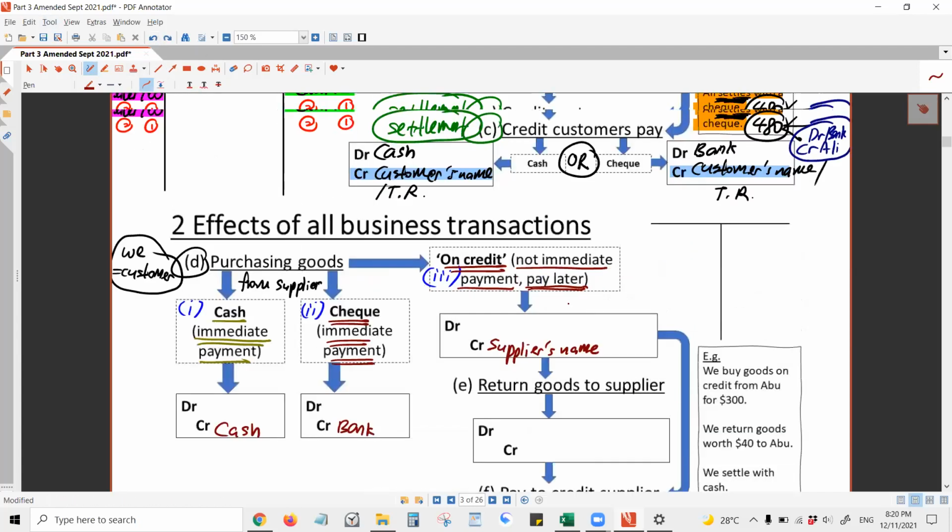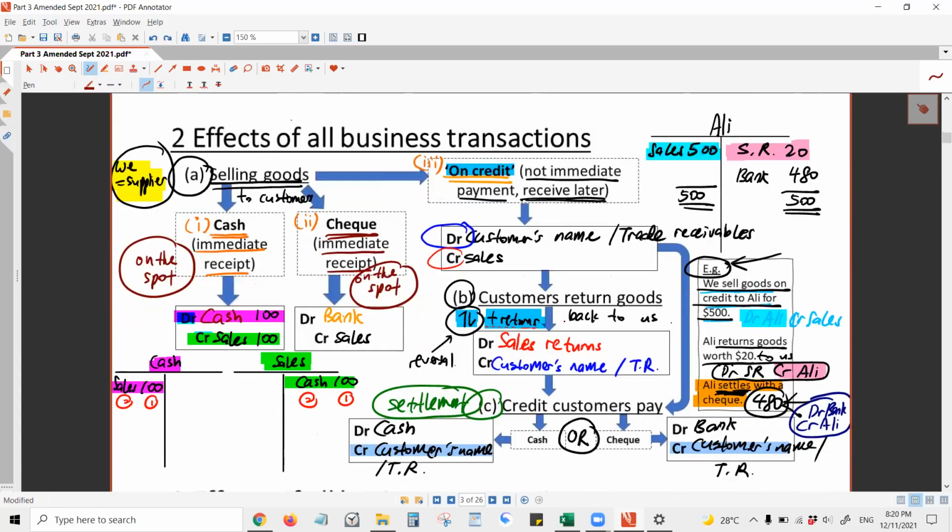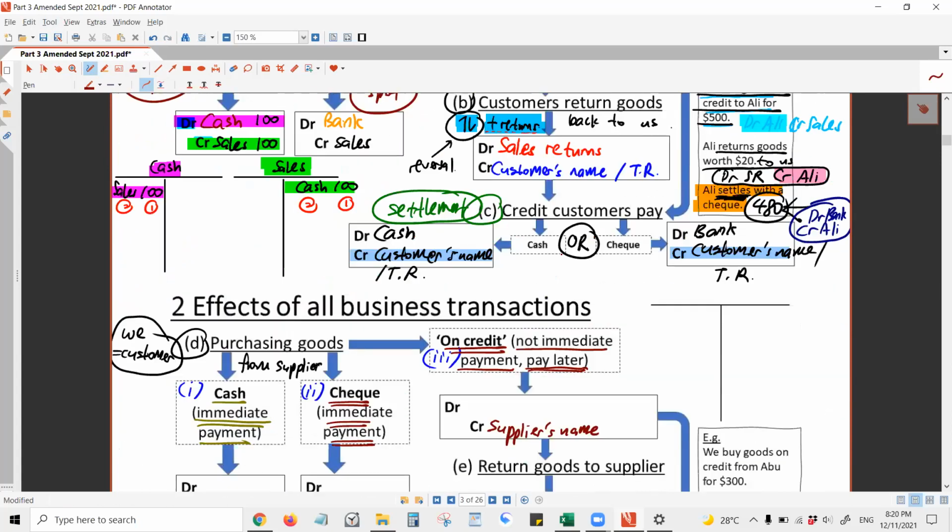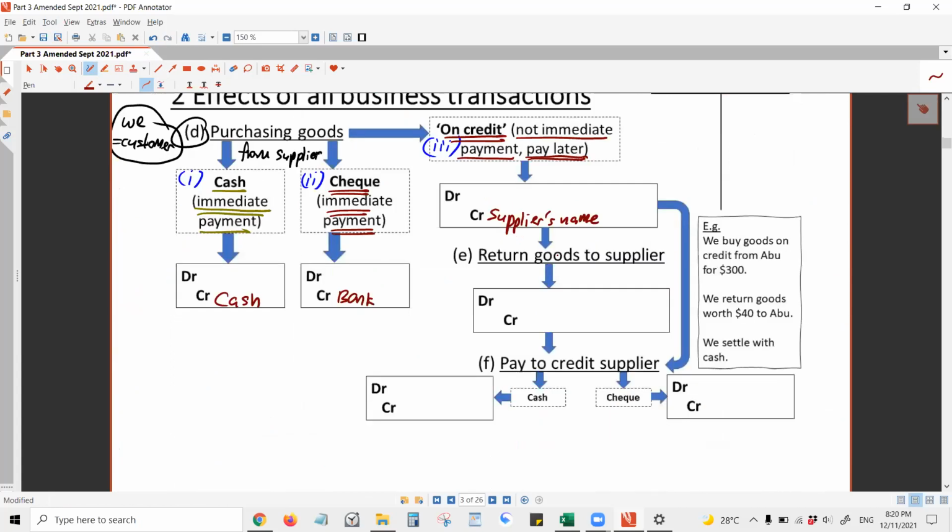It's the same technique you use for remembering selling goods on credit. When you sell goods on credit to a customer, would you remember the name of the customer, recording down all their details? Of course, yes. That's why you debit customer's name. So that's how I make my students remember. So here you credit supplier's name.